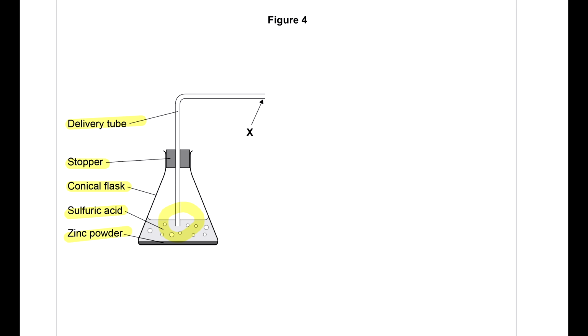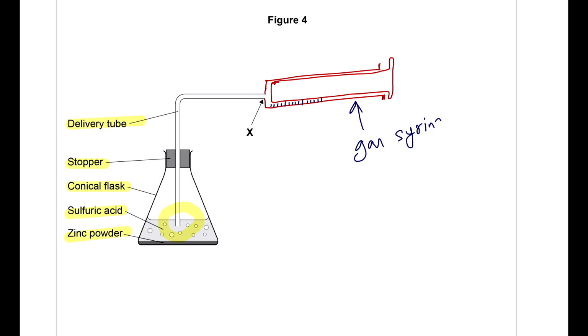In a diagram like this, you can add a gas syringe. You can add a collection over water method. A gas syringe is convenient. A gas syringe is usually graduated. So show the graduation. All right. And then label gas syringe.